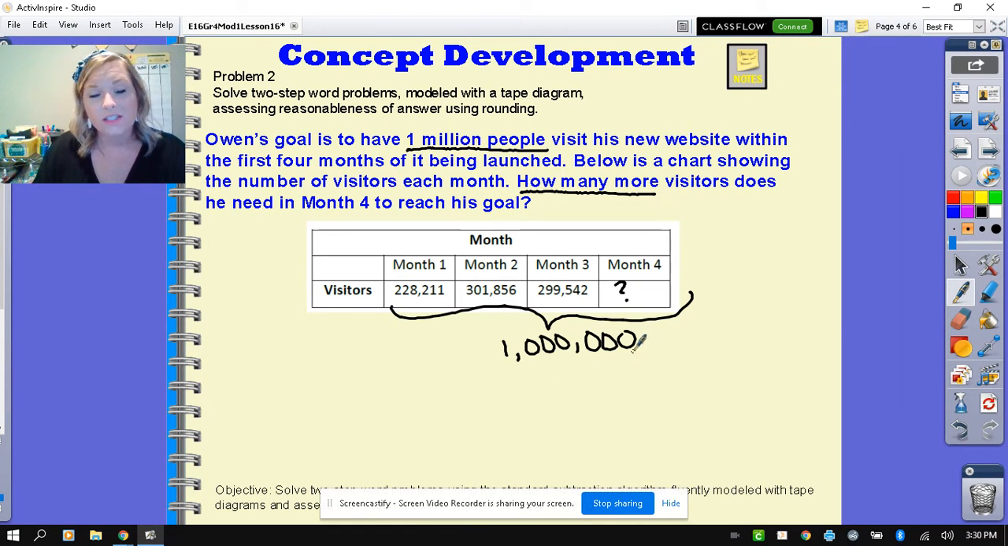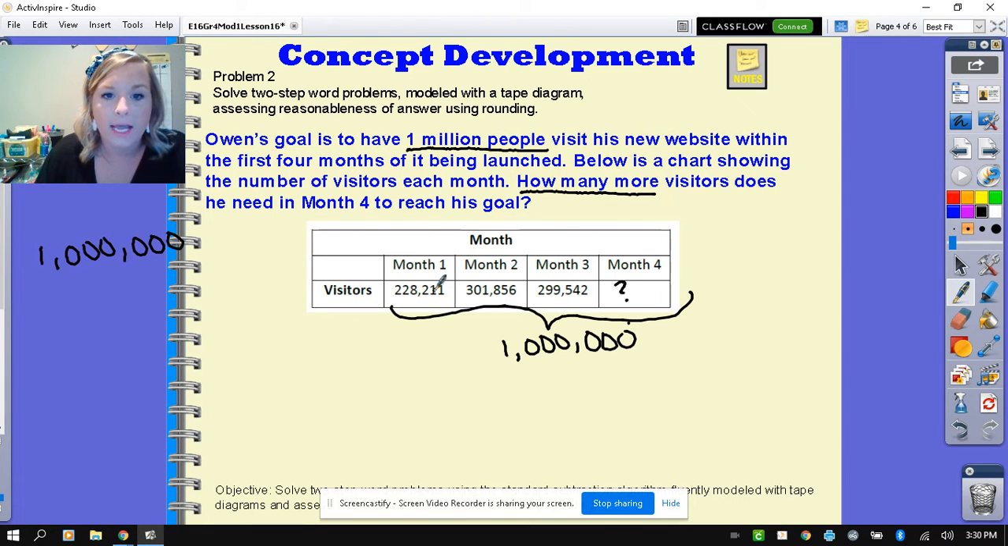Again, you can solve this in 2 different ways. You could add up month 1, 2, and 3 together and then subtract it from your total. But what I'm going to do is take the total and subtract month 1, month 2, month 3, and then see what we're left with for month 4. So I'm going to start with 1 million.